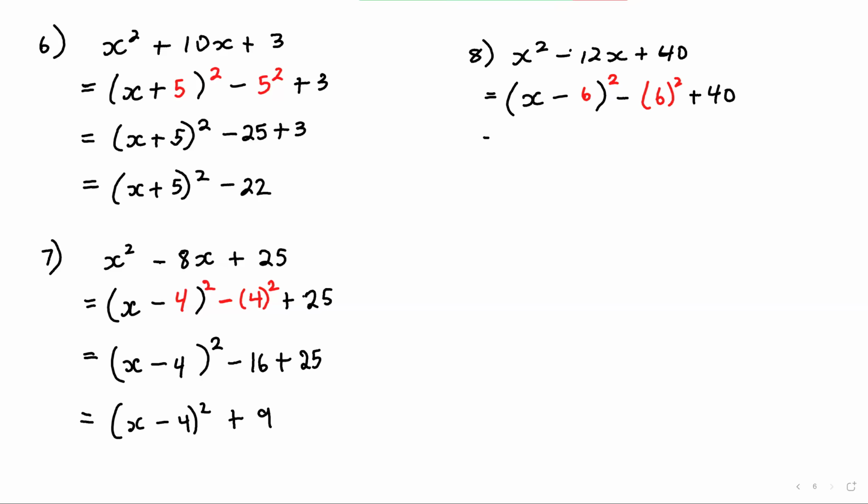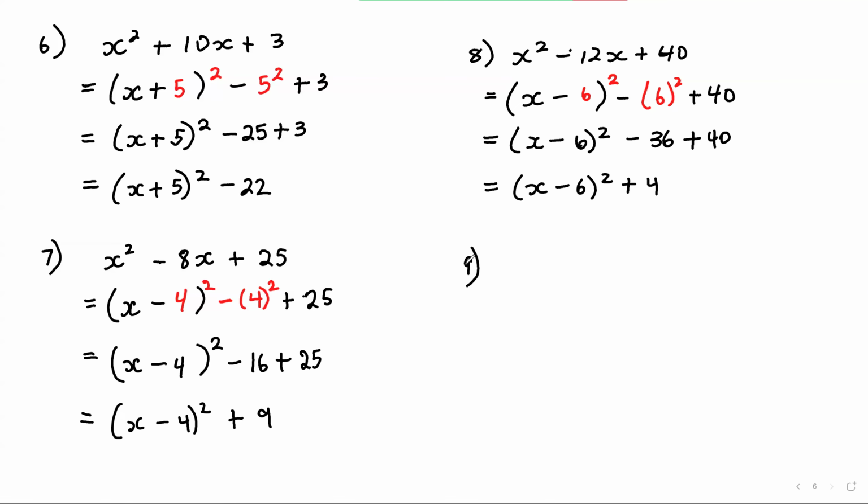Beautiful. All right. So then the next line would be x minus 6 squared minus 36 plus 40. And then this would be x minus 6. Minus 36 plus 40 is the same as saying 40 take away 36. So that would be 4. That's correct. So x minus 6 squared plus 4. Thank you, girls.